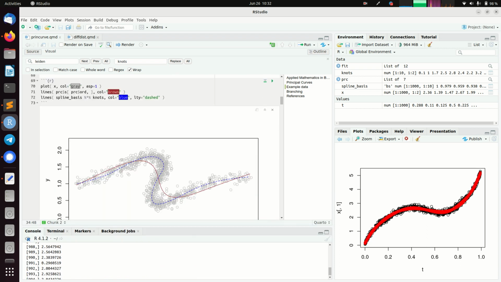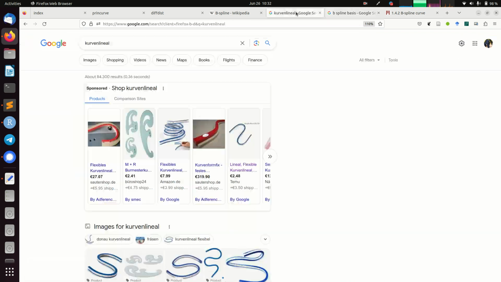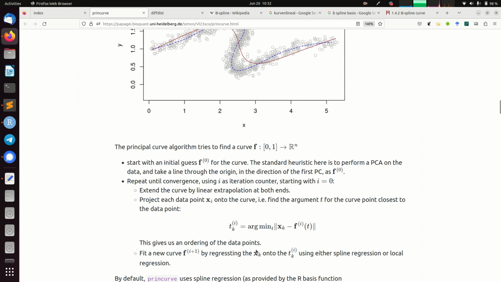And so this is what I've written up here as the way this thing works. It takes an initial guess, uses this initial curve to find a t for each data point, and then it regresses the data points onto their t's in order to get a new curve. And this regression can either be done using spline regression, as I've just quickly shown you, or using local regression, exactly the way we did it 2 weeks ago.